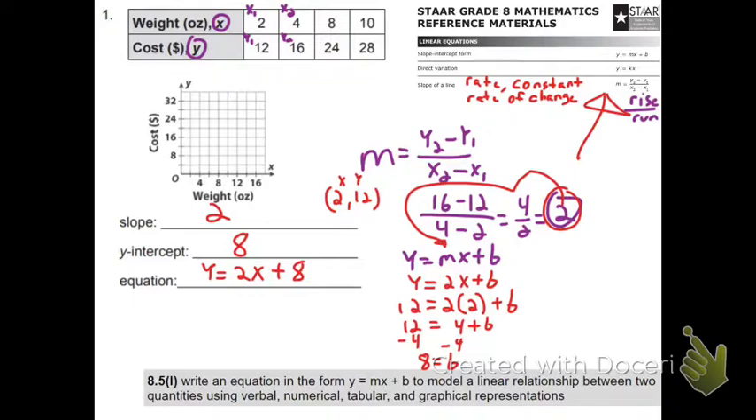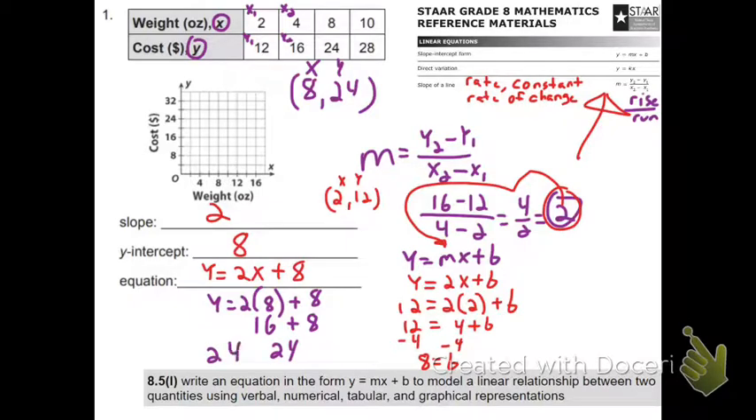But please double check, ladies and gentlemen. What I mean by double checking is, if that's what y'all are saying is your answer, let's use another ordered pair. Let's use 8 and 24. When x equals 8, y should equal 24. So there's my ordered pair: x and y is equal to 2 times 8 plus 8. 16 plus 8 equals 24. Bingo, which is what we have right there. So yes, we are correct.